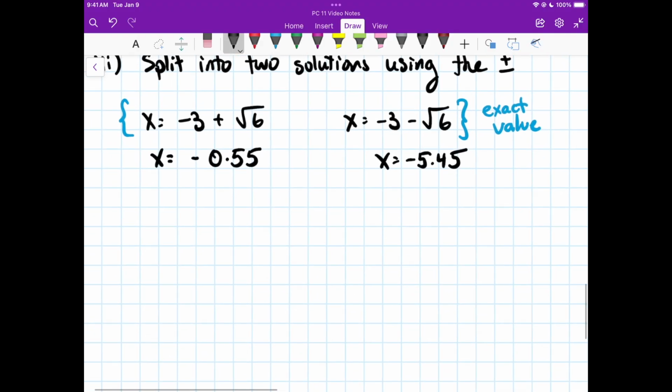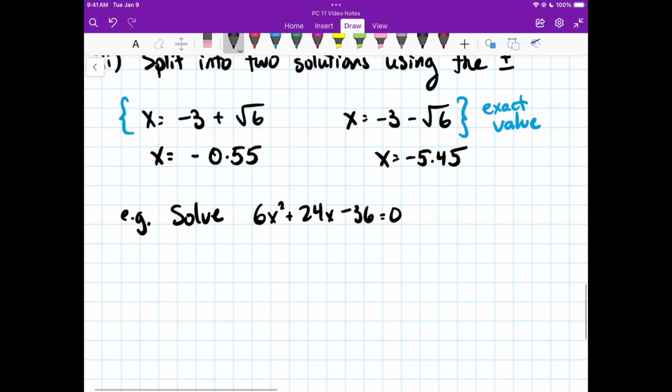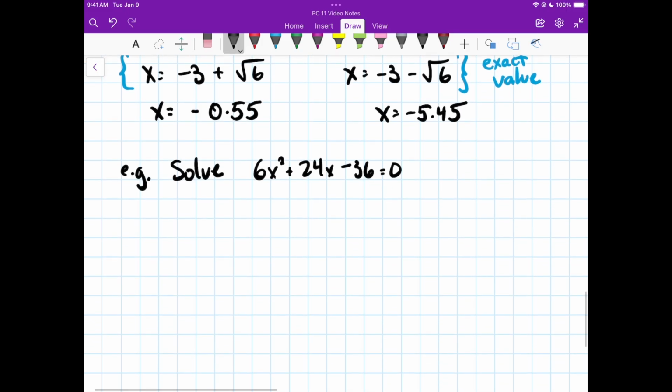All right. So let's try it with an a value out front. If we wanted to solve, say, 6x² + 24x − 36 = 0, how does that a value change things? We know it changes things with completing the square, but how does it affect the solving? So let's find out. Quick refresher, if you're going to complete the square with that a value, the first thing you need to do is take it out.